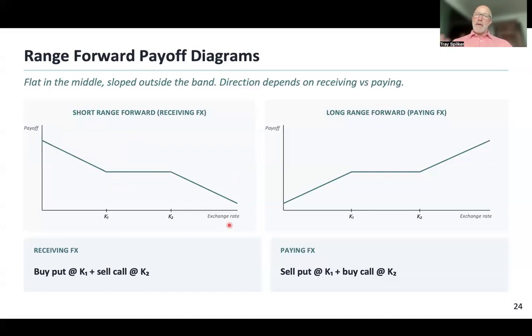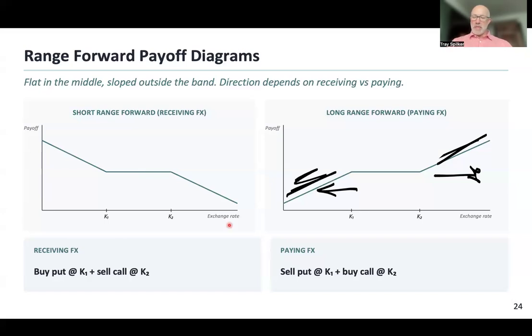Now, a long range forward is the mirror opposite. So this would be for a firm with a foreign currency payable in a few months' time. Both of them have the same shape. That is, it's flat in the middle here, and the opposite slopes on the outside, meaning in this case, the exchange rate increases, you start making money. And of course, if the exchange rate decreases, then you start losing money.